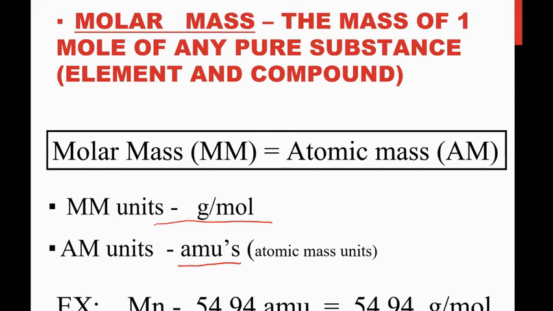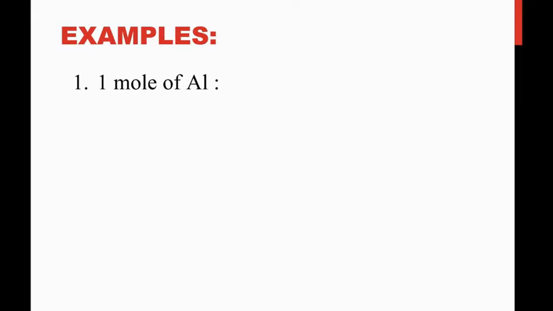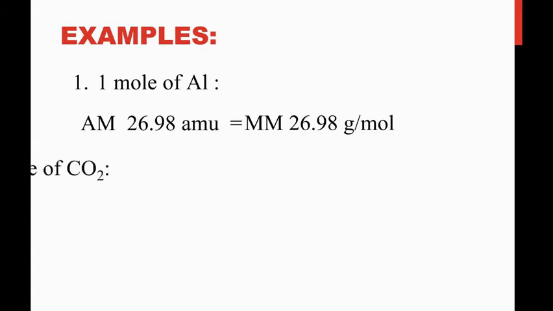So when I'm looking at this, manganese on the periodic table has an atomic mass of 54.94 AMU. So one manganese atom has a mass of 54.94 AMU, but 1 mole of manganese atoms, so 6.02 times 10 to the 23rd manganese atoms, has a mass of 54.94 grams. So let's look at some examples. 1 mole of aluminum is 26.98 AMU, 26.98 grams per mole.